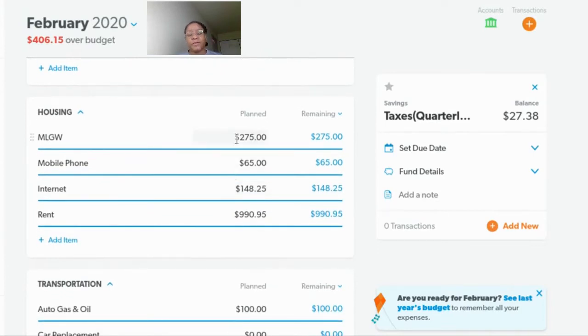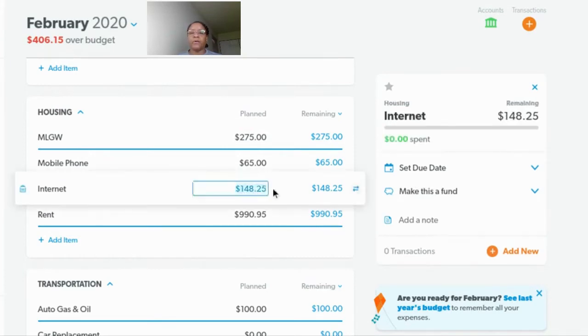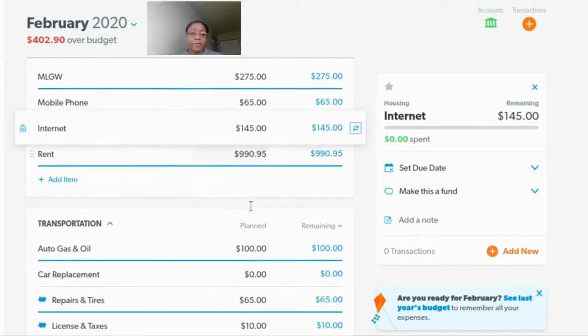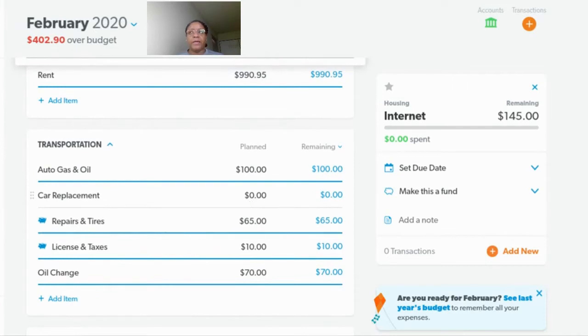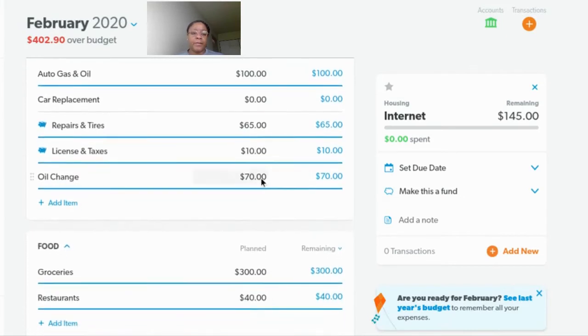So MLGW, I'm still estimating $275. Mobile phone, 65. Internet went up to $148 this past month, so I'm going to put that back at $145, because I need to call them about that and see why they're going up. Plus I need to change the plan or something, because I've had the same plan probably going on 3 years now, and so that's probably why they are doing it.